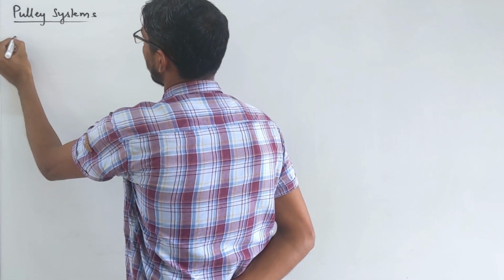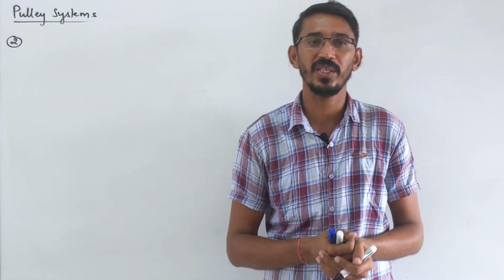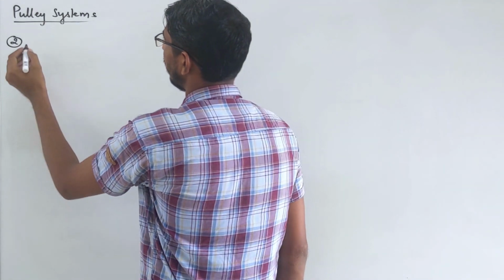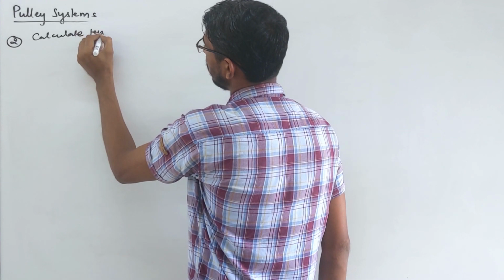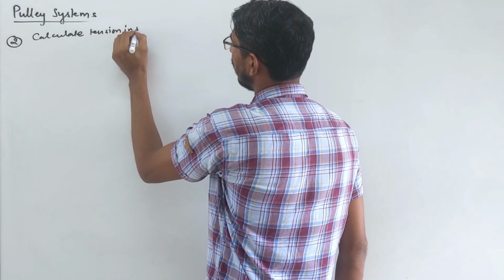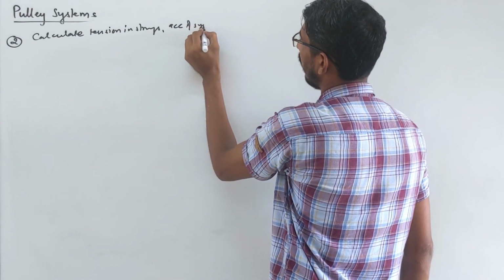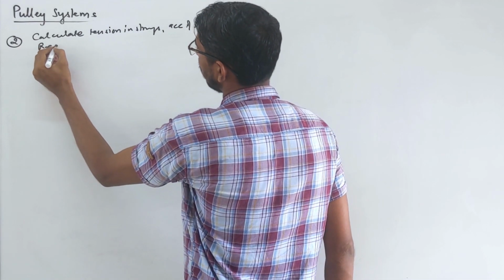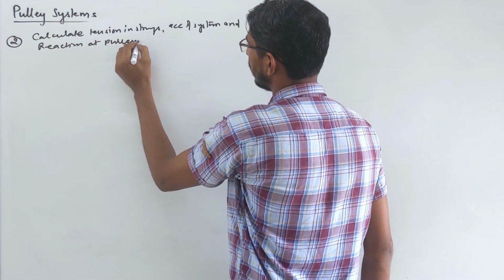Okay, let's see this example. Question remains saying, again, three things only you have to calculate always: tension and acceleration and what? Reaction at the pulley. So calculate tension in the strings, acceleration of system and reaction at pulleys, okay?